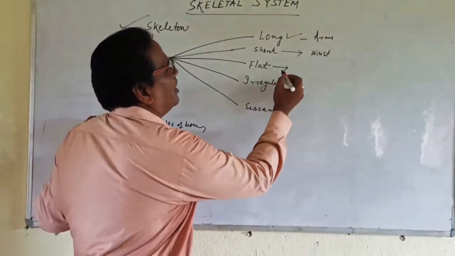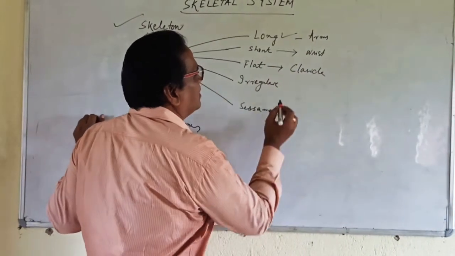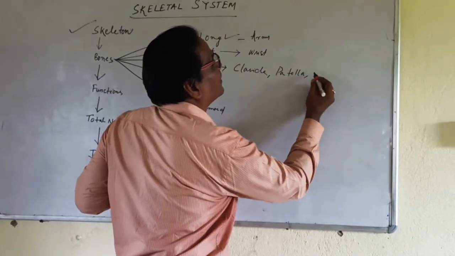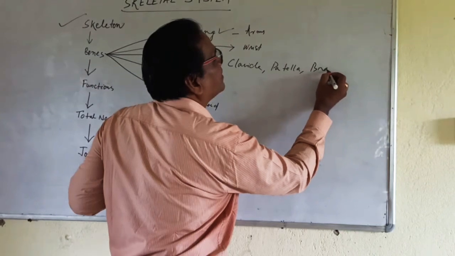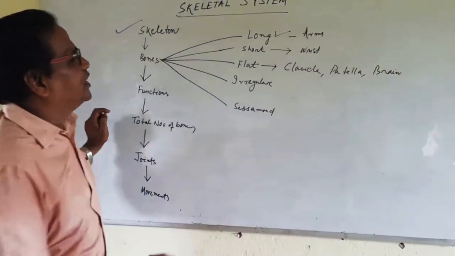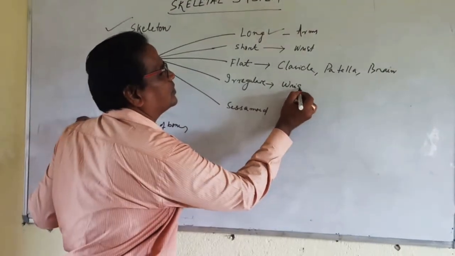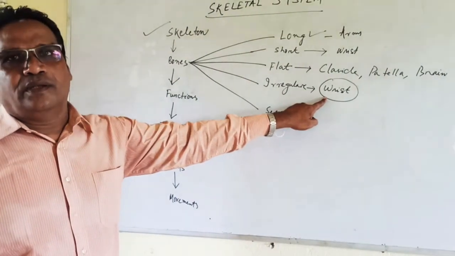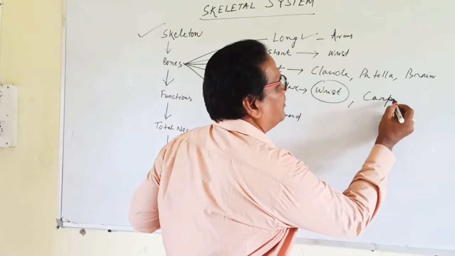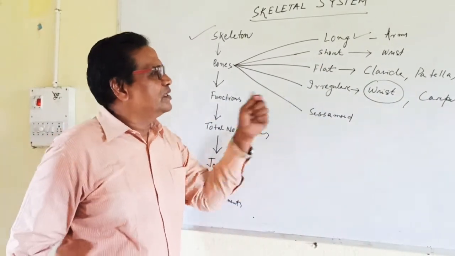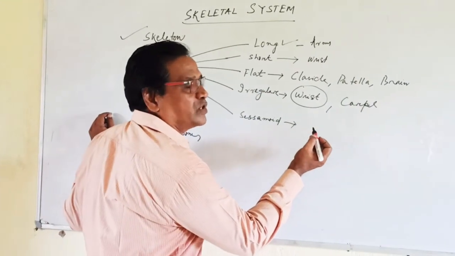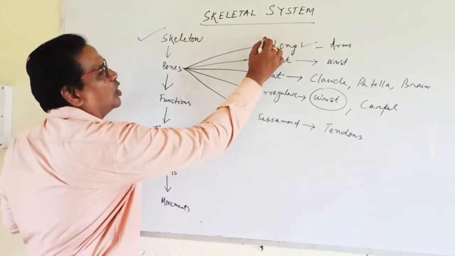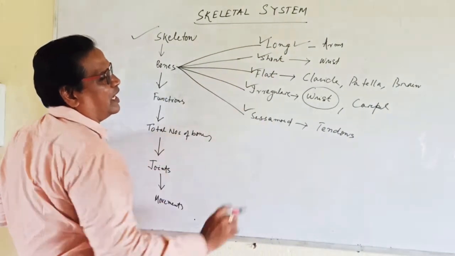And the third is flat bone: your clavicle, patella, and bones of the brain. Irregular bones are the same as wrist bones, having an irregular surface. Examples are carpal and metacarpal bones. This is a carpal bone. These are irregular bones. Sesamoid bones are seen in the tendons of the body. So these are the 5 types of bones: long bone, short bone, flat bone, irregular bone, and sesamoid bones.